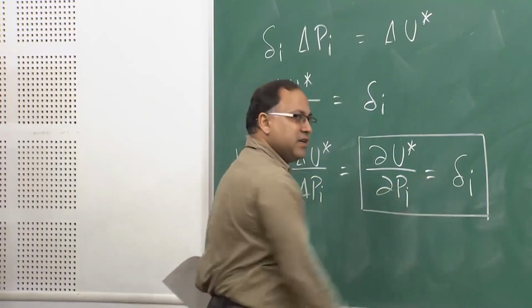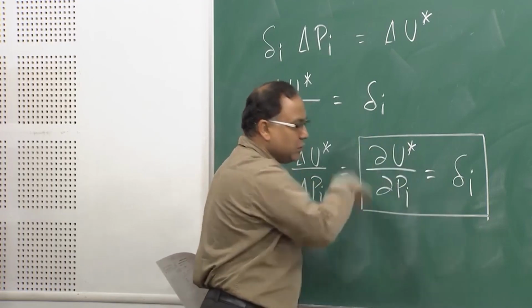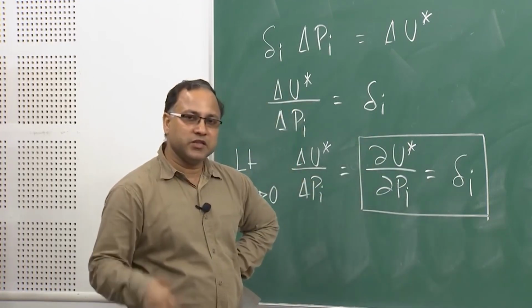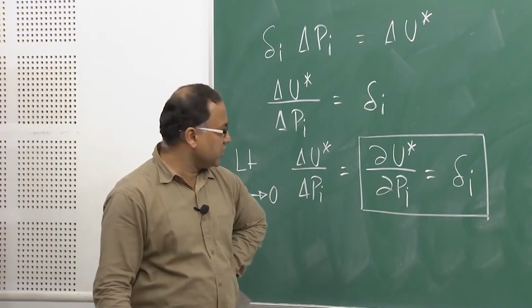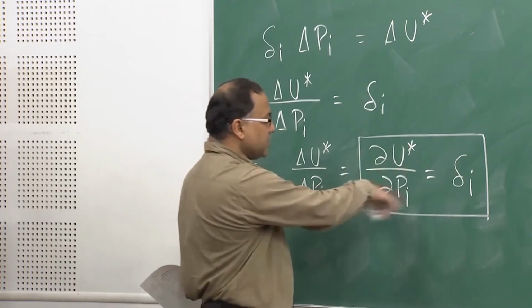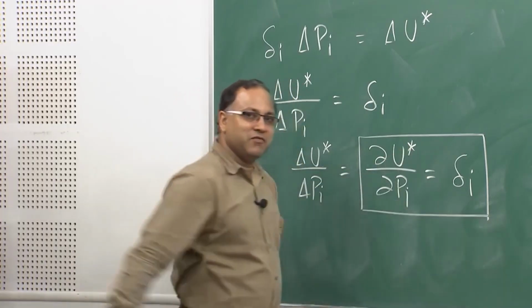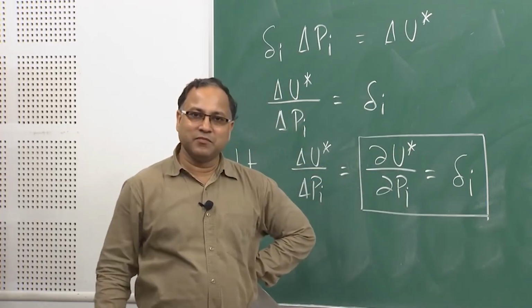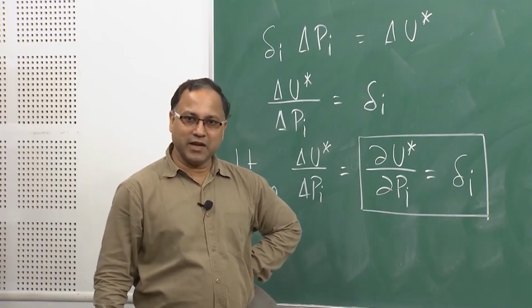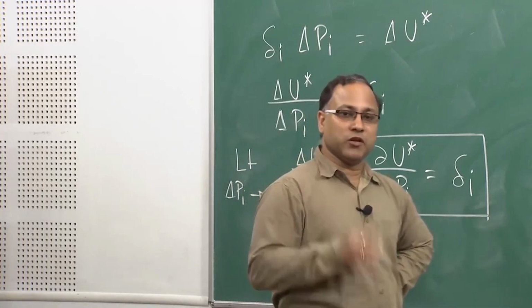What is delta i? Delta i is the deflection along that force Pi. So, if I manage to get U star, the total complementary energy of the whole system, and then take the partial derivative with respect to Pi, that gives me the deflection along the line of load Pi, right. Now, based on that, Castigliano has proposed his theorem.